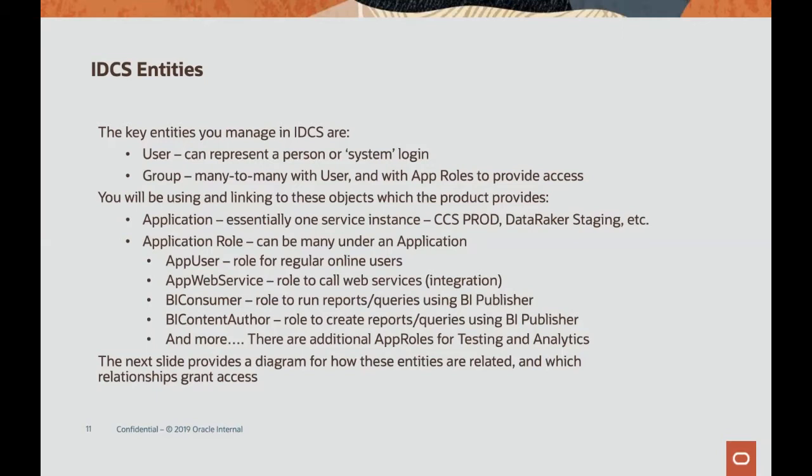The key starting point roles to be concerned with are, as shown here, App User, which is for just regular people logging into an environment. App Web Service is for integration purposes, to have the ability and access to call web services in the environment. The two BI prefixed roles are for reporting using BI Publisher. So there's consumer and content author.